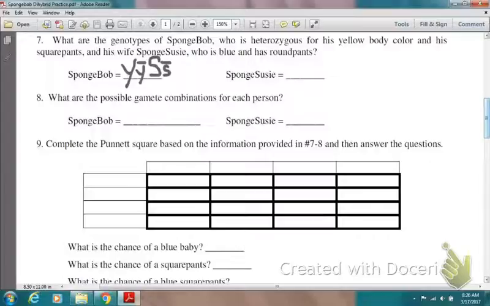Yes. Okay, now Sponge Susie is blue and she has round pants. Well, both of those are recessive traits, so they're all going to be lowercase.